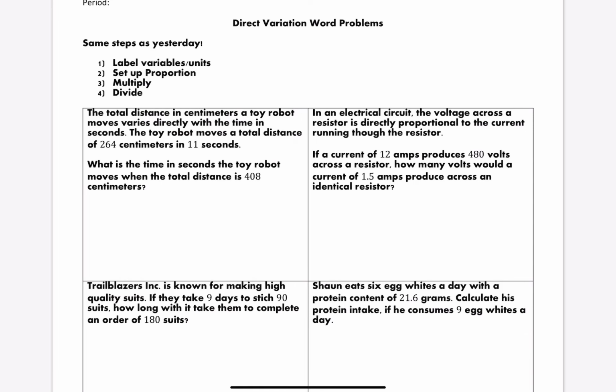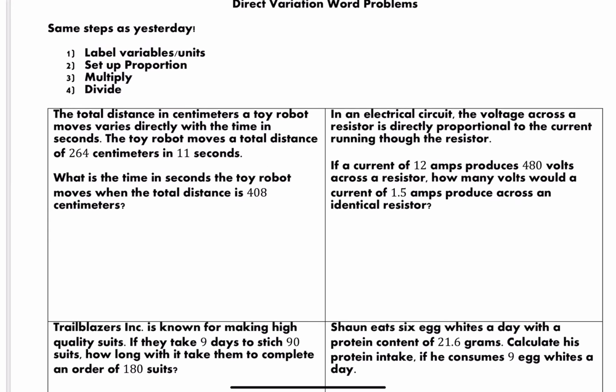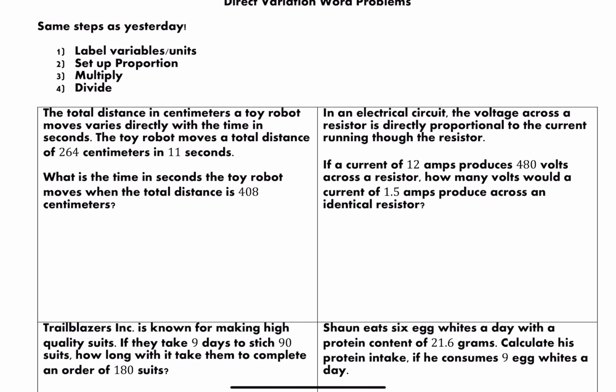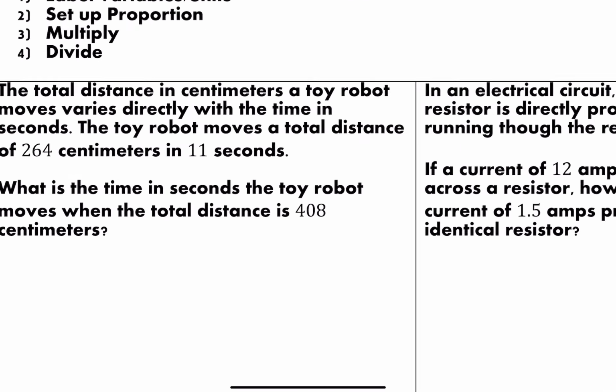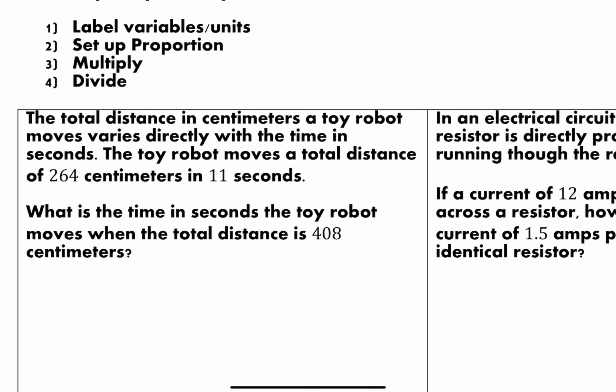Okay, so direct variation word problems is the exact same thing as setting up a proportion, same thing we did yesterday. So it's going to be the same steps. You're going to label your variables and units. You're going to set up your proportion, multiply, and divide.